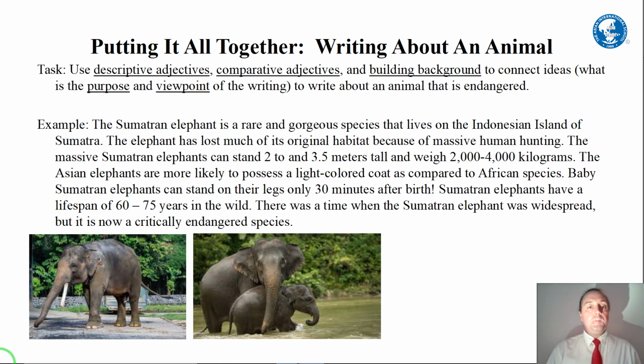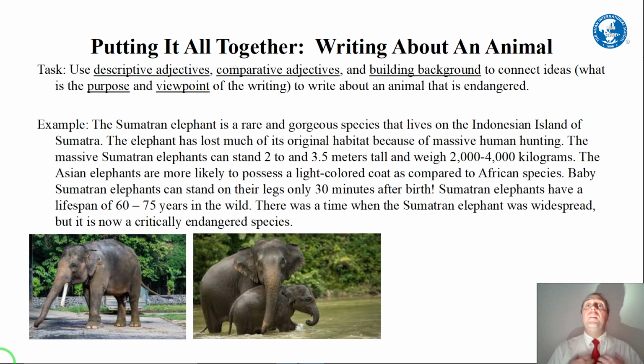So here's an example. The Sumatran elephant is a rare and gorgeous species that lives on the Indonesian island of Sumatra. The elephant has lost much of its original habitat because of massive human hunting. The massive Sumatran elephants can stand 2 to 3.5 meters tall and weigh 2,000 to 4,000 kilograms. The Asian elephants are more likely to possess a light-colored coat as compared to African species. Baby Sumatran elephants can stand on their legs only 30 minutes after birth. Sumatran elephants have a lifespan of 60 to 75 years in the wild. There was a time when the Sumatran elephant was widespread, but it is now a critically endangered species.